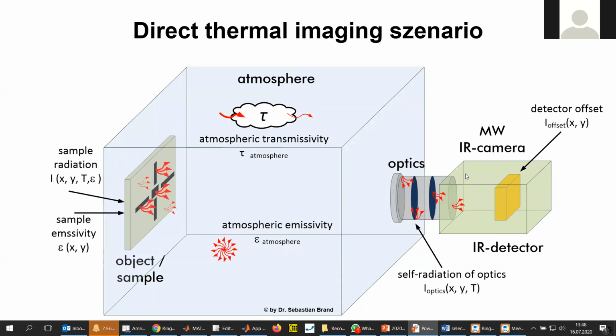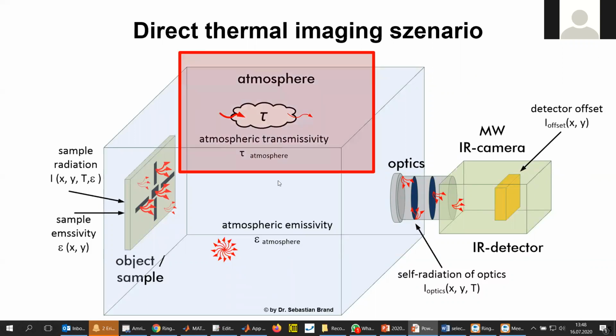If you illustrate the scenery in which we commonly measure, we have the sample, which is shown here on the left-hand side. We have the atmosphere through which the thermal radiation needs to propagate. And we have an IR-sensitive camera with an optics. So on the way from the sample to the camera detector, the thermal wave needs to propagate through this atmosphere, which we will first have a look at.